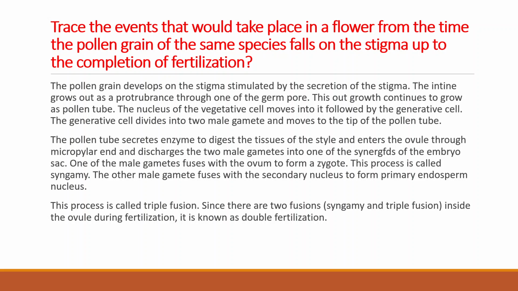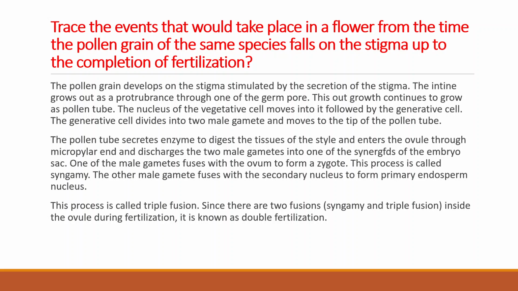The nucleus of the vegetative cell moves into it, followed by the generative cell. The generative cell divides into two male gametes and moves to the tip of the pollen tube. The pollen tube secretes enzyme to digest the tissues of the style and enters the ovule through the micropylar end and discharges the two male gametes into one of the synergids of the embryo sac. One of the male gametes fuses with the ovum to form a zygote. This process is called syngamy. The other male gamete fuses with the secondary nucleus to form primary endosperm nucleus.